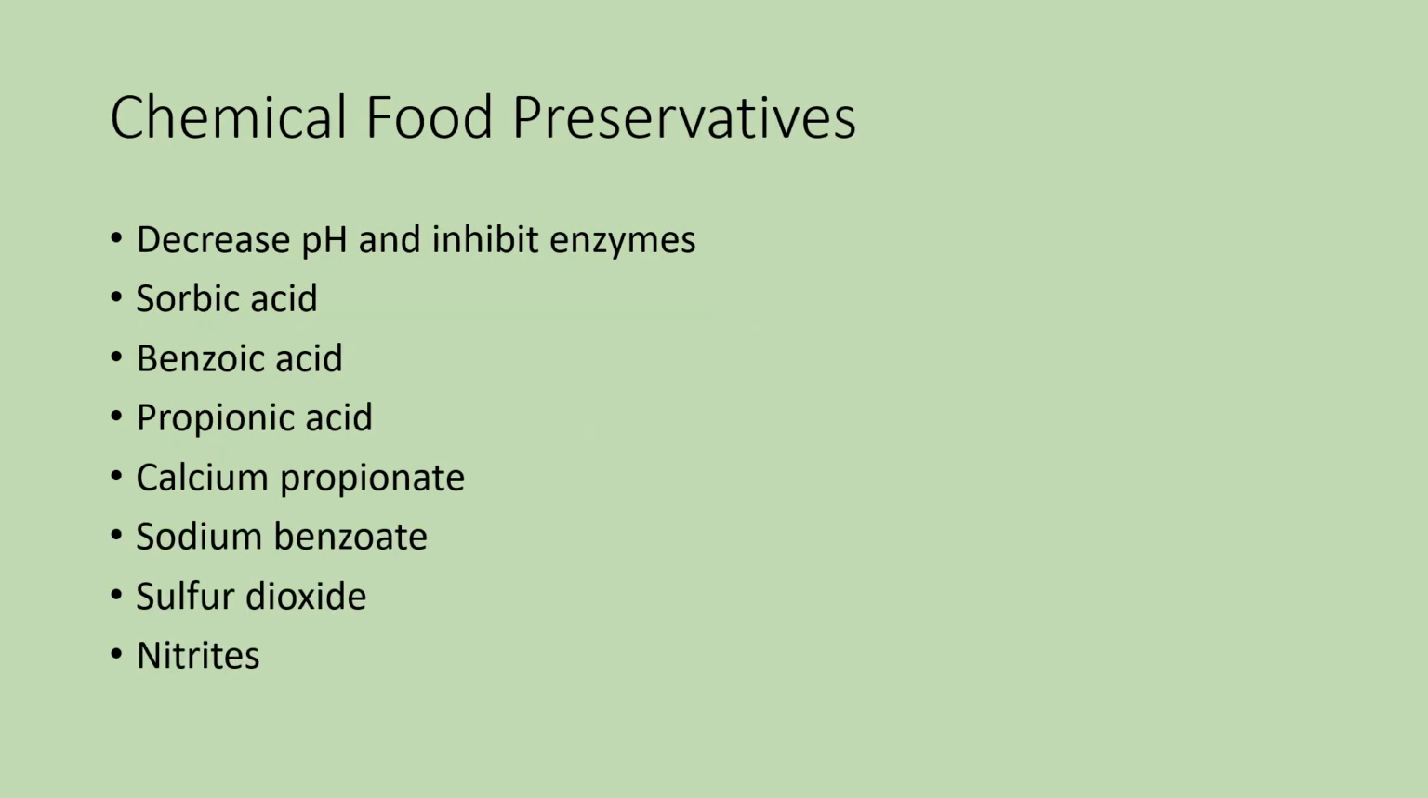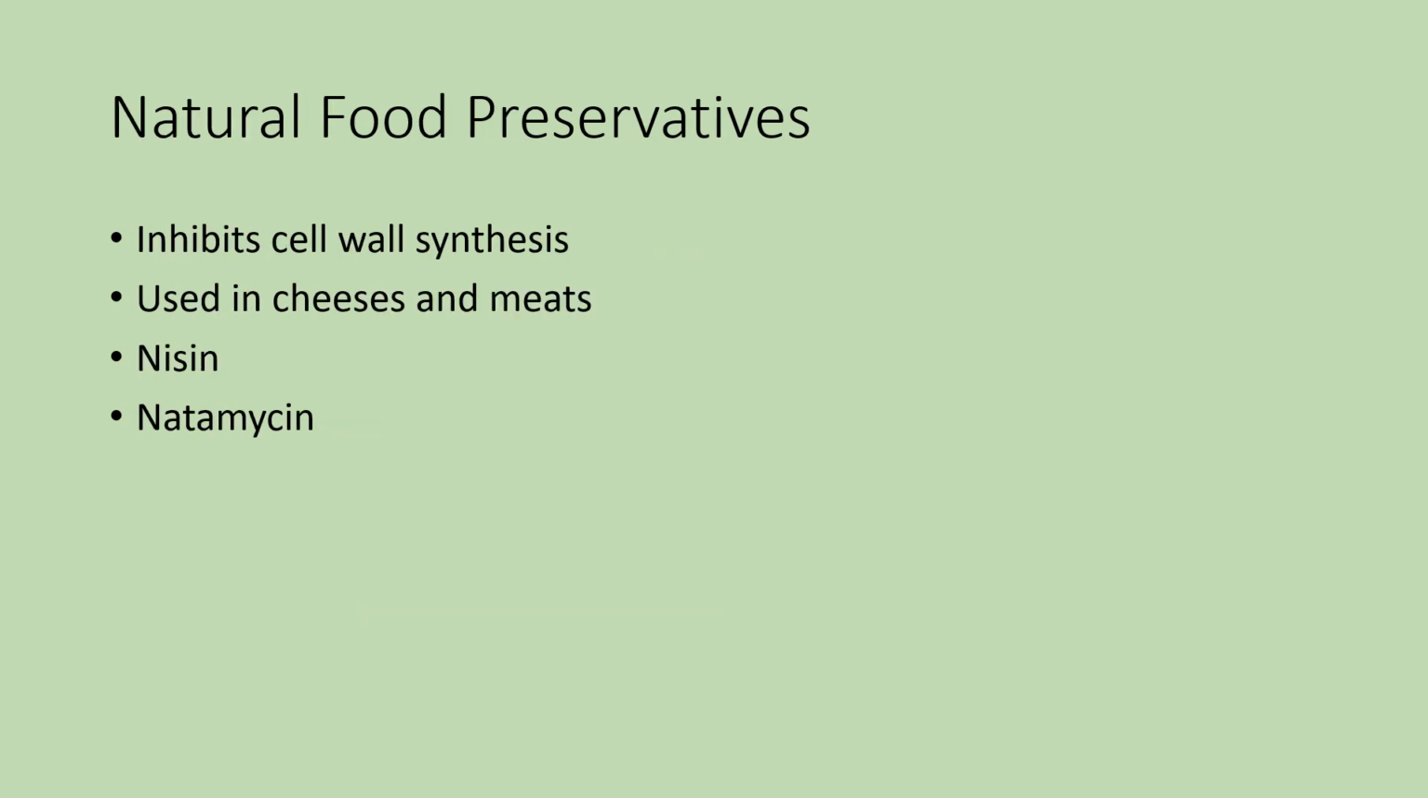Some of your chemical food preservatives, what they will do is decrease the pH, and that will inhibit enzymes of microorganisms. So some of your chemical food preservatives are things like sorbic acid, benzoic acid, propionic acid, nitrates. All these, you may see them on food items at times. They are added to preserve the food. Some of your natural food preservatives, like nisin and natamycin, are used in both cheese and meats. They inhibit cell wall synthesis.